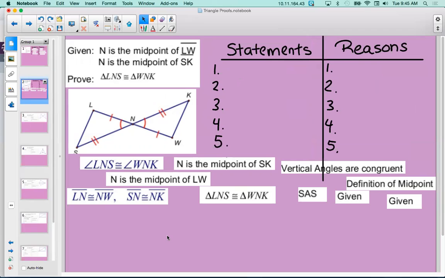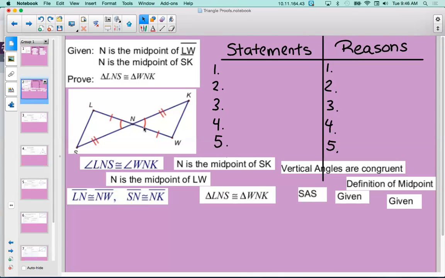All right, this one we have N is the midpoint of segment LW, and N is the midpoint of segment SK. So we're given the fact that we have a midpoint along 2 big segments. That's why we can say that LN is congruent to WN, SN is congruent to KN. And the other thing that's been marked in here for us is our vertical angle pair. Now it's not given, but all vertical angle pairs are congruent. So we can mark it.